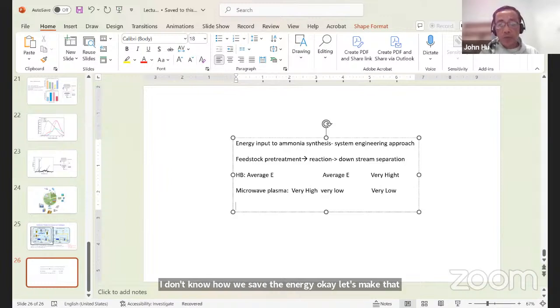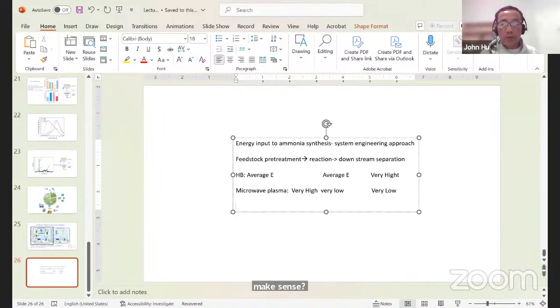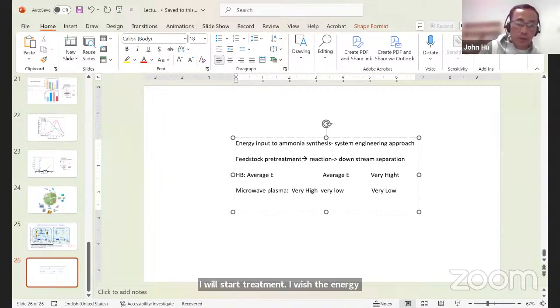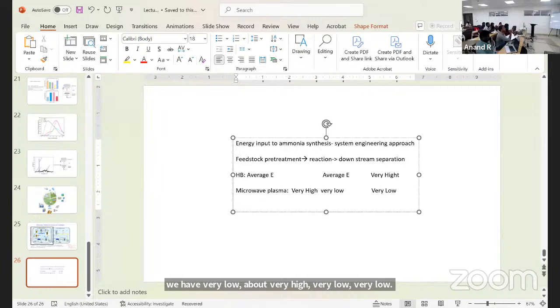Haber-Bosch: average feedstock treatment, average energy for the reaction, but very high for the downstream separation. But we have very low. Follow me? Make sense? Yes, sir. But in microwave plasma, downstream separation is itself very low.